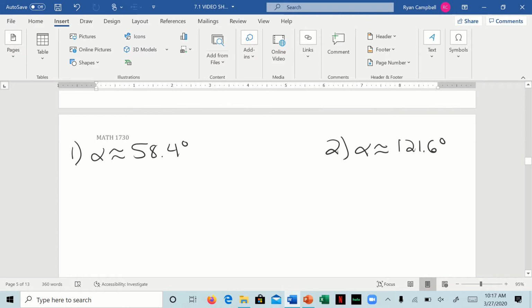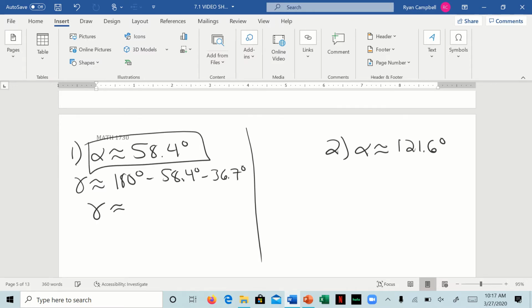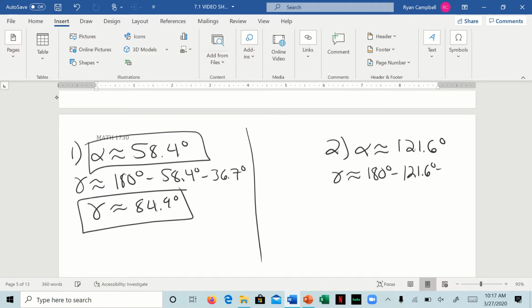All right. So if that's the case for triangle 1, let's look at triangle 1. That means gamma is going to be 180 minus the 58.4 minus what we had for beta, which was 36.7. So if that's the case, then we see that gamma is 84.9 degrees. Alternatively, if alpha is 121.6, gamma is 180 minus 121.6 minus 36.7, so it is 21.7 degrees.